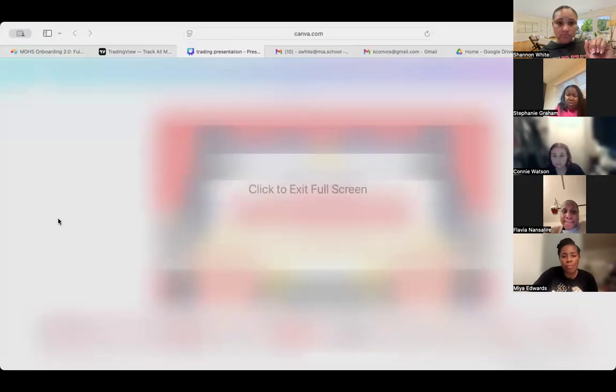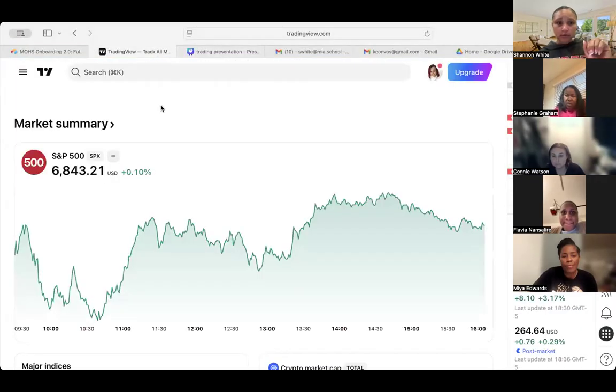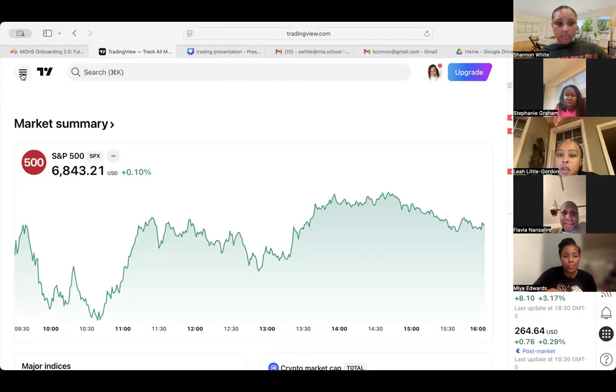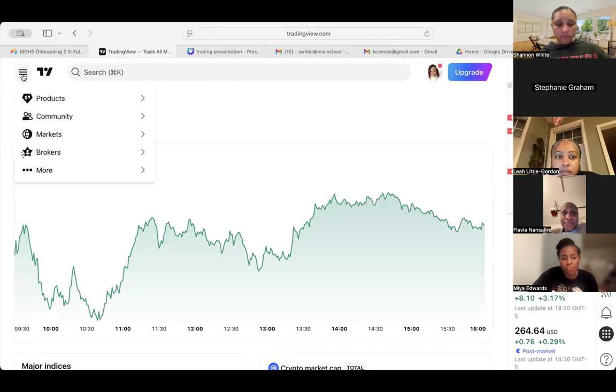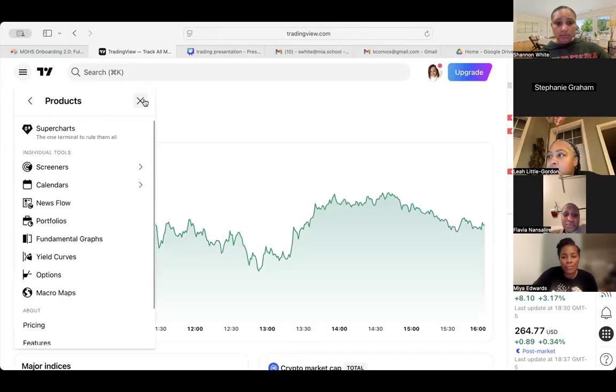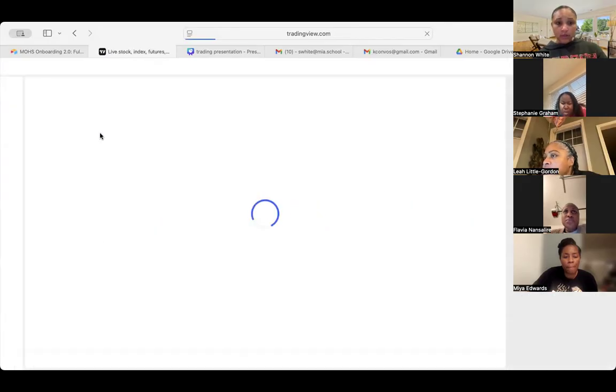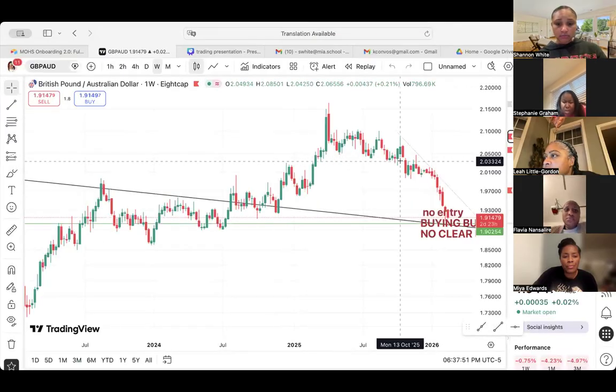When you go to TradingView, you're going to go to these little buttons right here. This little hamburger, go to products, and it'll say Supercharts. Click on that and the chart should come up. That's all we need to get to today.